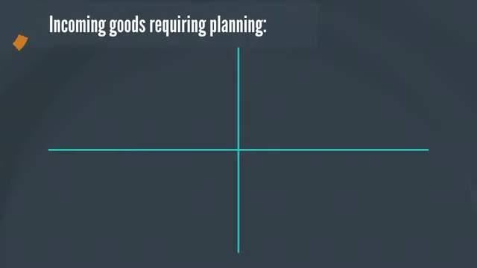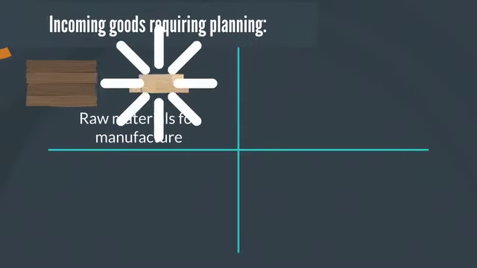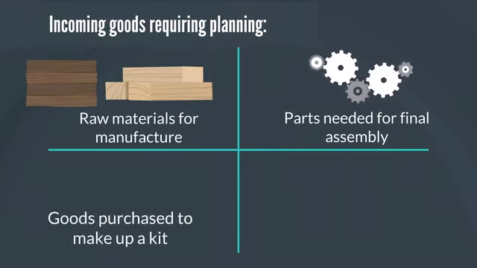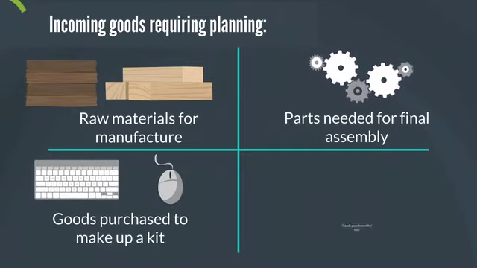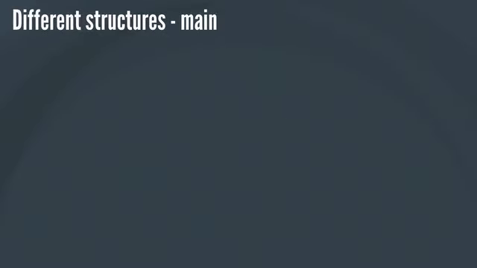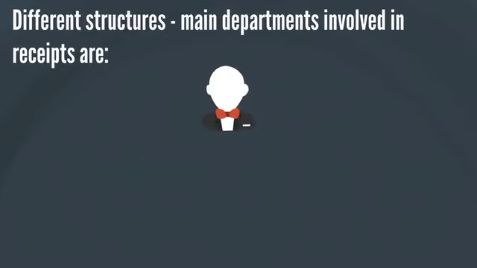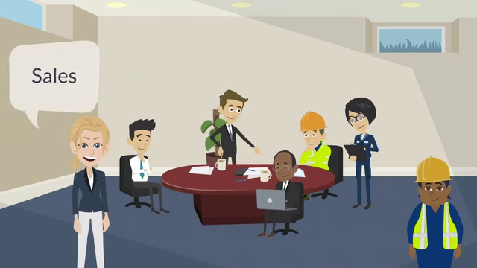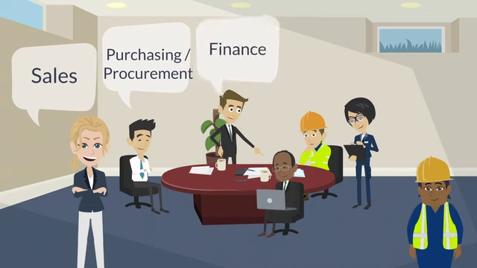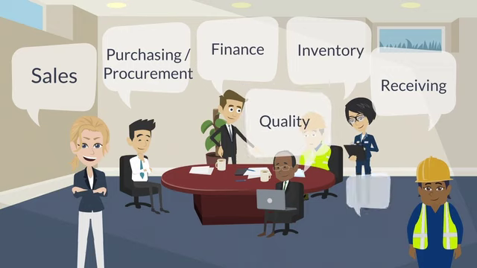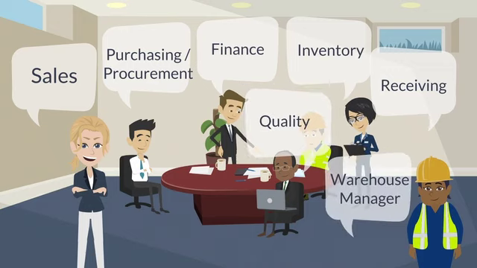The types of incoming goods that require planning for are raw materials used for manufacturing, parts needed for final assembly, goods purchased to make up a kit, and goods purchased for sale. And although there may be different structures for different organizations, the main departments involved in receipt include sales, purchasing and procurement, finance, inventory controller, manager, receiving department and clerk, quality control, and the warehouse manager.